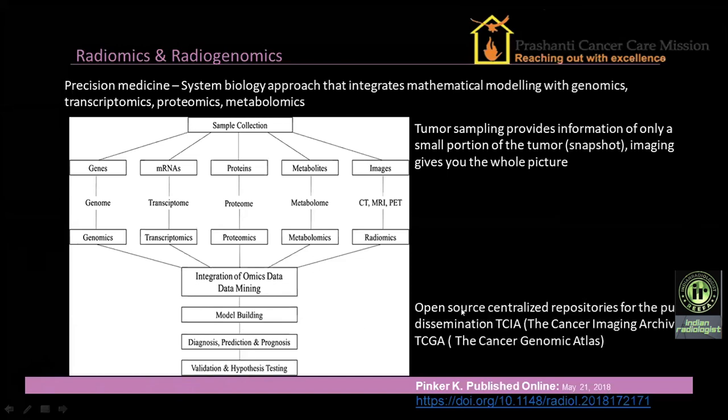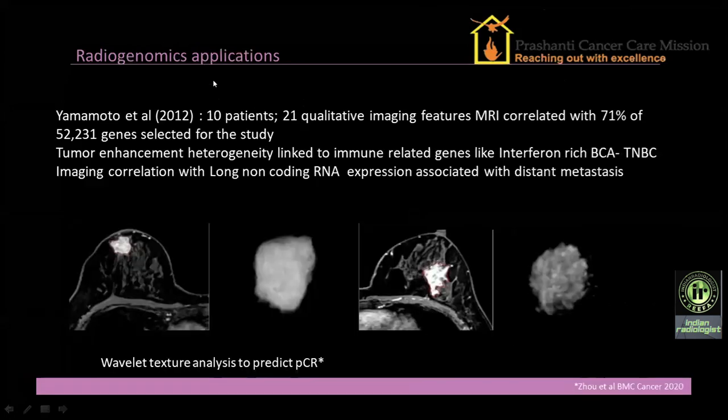All this information is available as open source in centralized repositories like the Cancer Imaging Archive and the Cancer Genome Atlas. So let's see some applications. Yamamoto et al., as early as 2012, studied 10 patients. They looked at 21 qualitative imaging features of MR, and they could correlate with over 71% of the 52,000 genes that they studied. The same group also developed an algorithm that could detect tumor-enhancing heterogeneity that linked to immune-related genes that we see in interferon-rich triple-negative breast cancer.